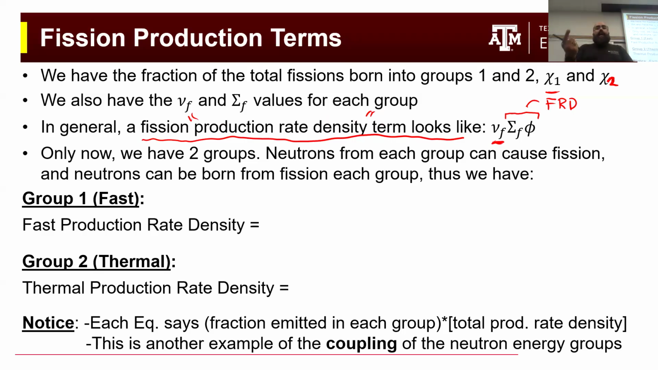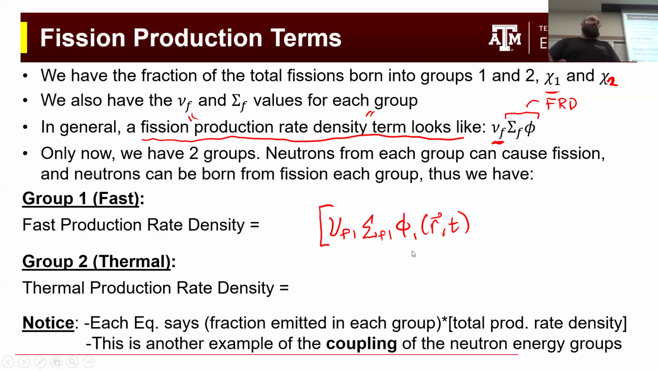Except now I have two possible energy groups where there are neutrons causing fissions that could be contributing to the overall production rate density. So I'm going to go off to the side and start writing my production rate density terms. Neutrons from group 1 could cause fissions, so I'm going to have a nu F1 times a sigma F1 times a phi 1. And that represents my production rate density of neutrons causing fissions.